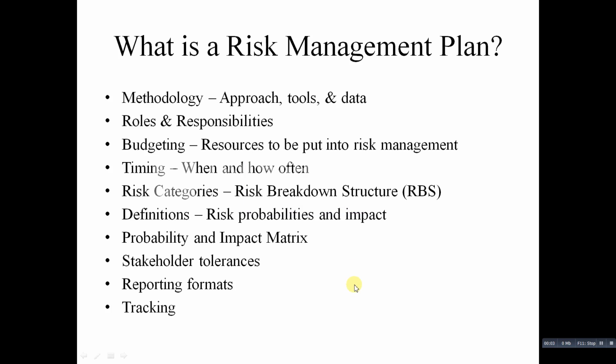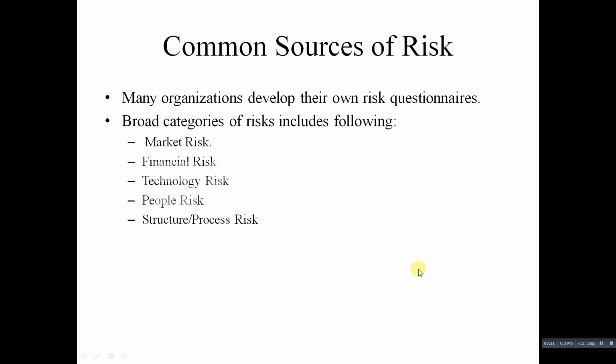Students, in the last lecture we have seen what a risk management plan is and what the strategies under risk management planning are. Then we have seen the common sources of risk and the categories mentioned in them, that is market risk, financial risk, technology risk, people risk, and structure or process risk.